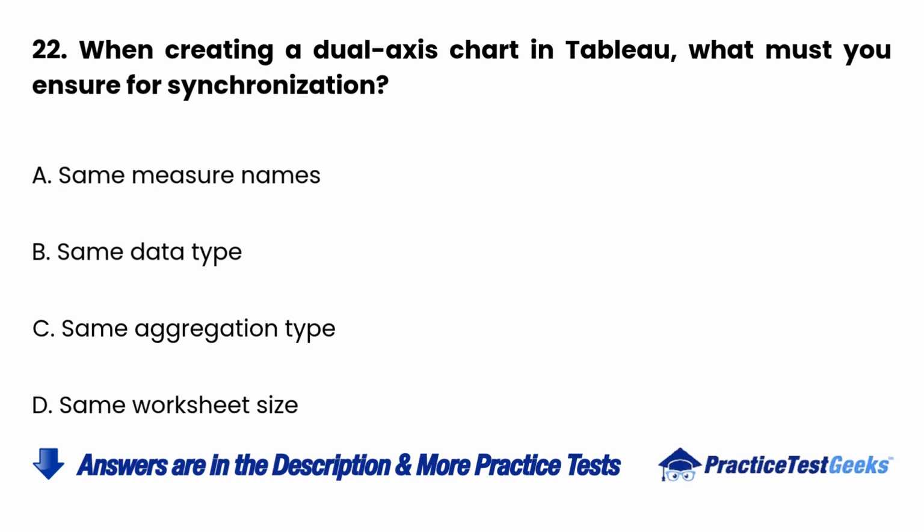22. When creating a dual-axis chart in Tableau, what must you ensure for synchronization? A. Same measure names. B. Same data type. C. Same aggregation type. D. Same worksheet size.